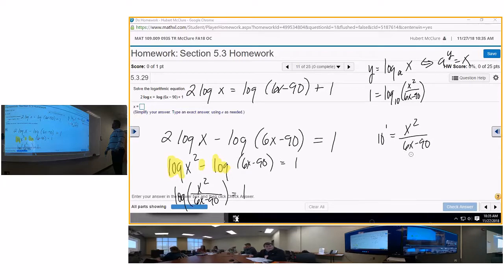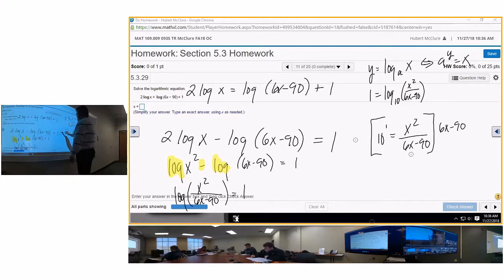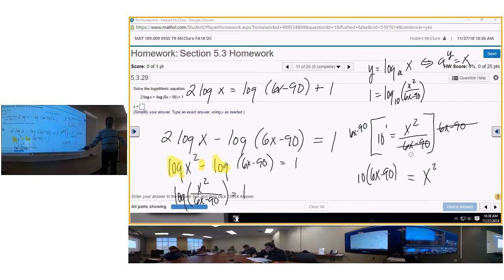And now you've got a basic algebra problem. How do you get rid of a fraction? How do you get rid of the denominator? Multiply through by the denominator. So I'm going to multiply through by 6x minus 90. So x squared is equal to 10 times 6x minus 90. Okay, now you should be able to finish it.